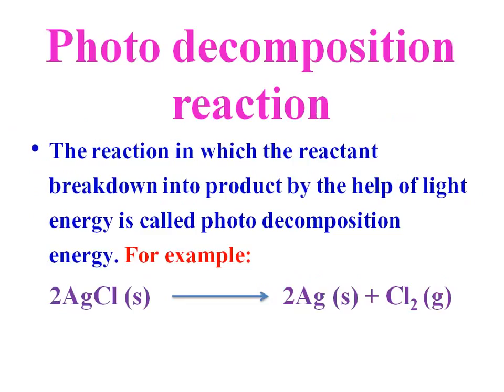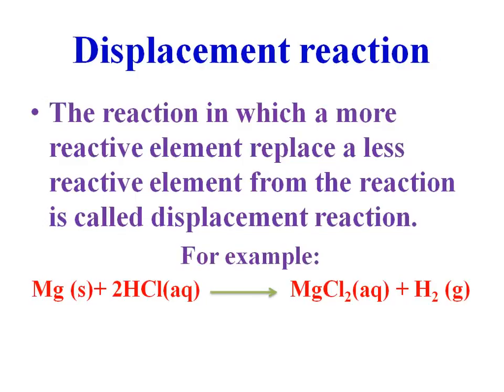When we talk about the photo decomposition reaction, we use light. When we put silver chloride powder in a china dish and expose it to sunlight, it gives silver and chlorine gas. The silver is formed in solid state and the chlorine is released in the form of gas. So this type of reaction is called photo decomposition because light is used in this reaction.